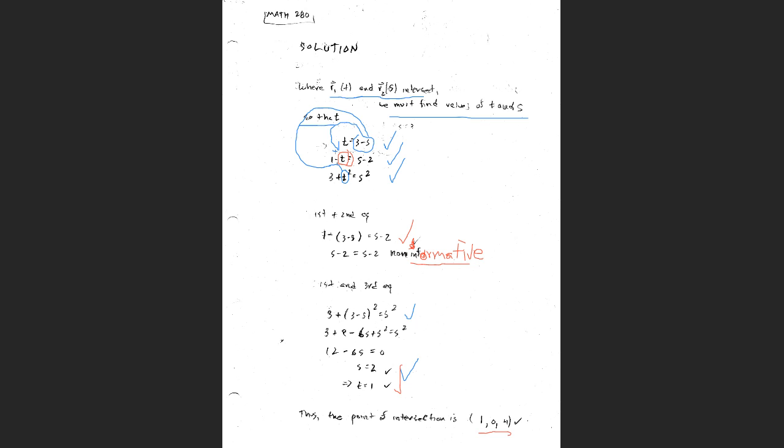And so the point of intersection is going to be 1, 0, 4. These two space curves do intersect. And how do I get 1, 0, 4? Well, just take t equals 1 and s equals 2 and plug it in either of the space curves into the components. And you'll get 1, 0, 4.